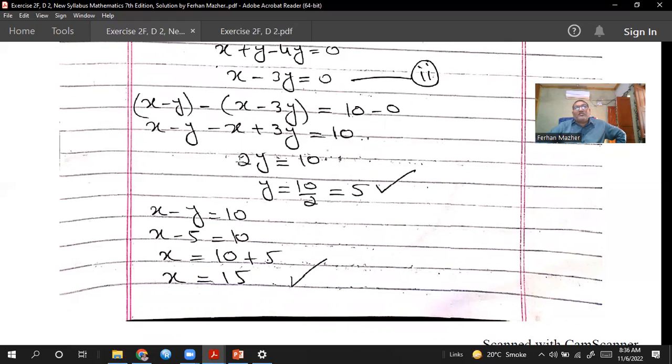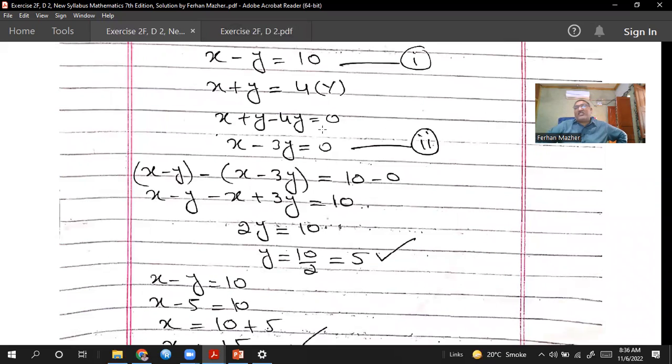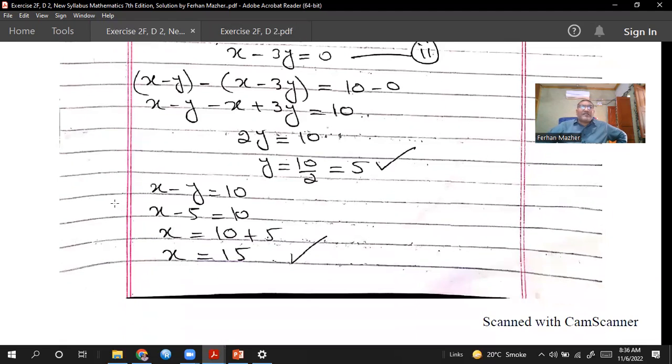So y will be equal to, this 2 is multiplying here, it will go to the other side and it will divide there. So you will have 10 divided by 2 and that will be 5. So you have now the y value. I can put this y value in the first equation or in the second equation, wherever you like. So I'm going to take the first equation.